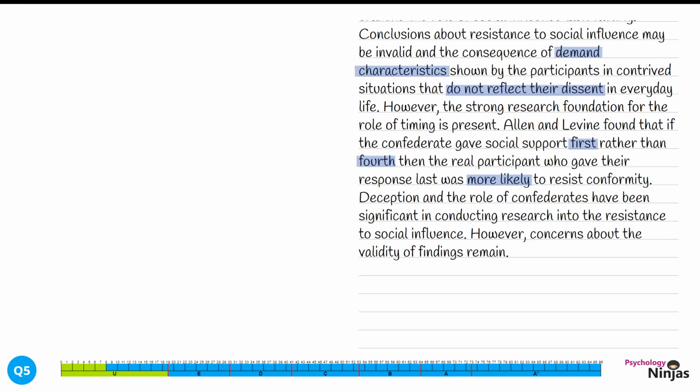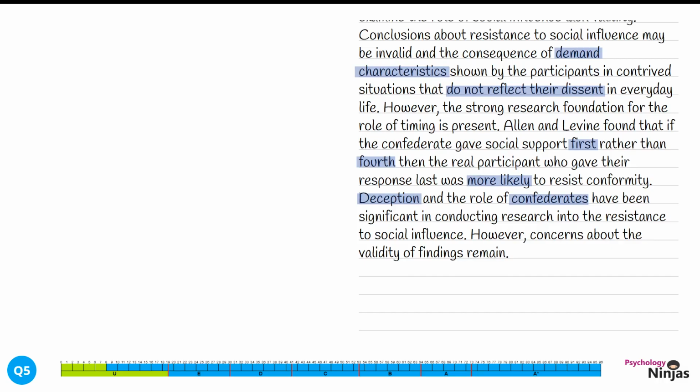Deception and the role of confederates have been significant in conducting research into the resistance to social influence. However, concerns about the validity of findings remain. We've talked here about the need for deception and lying to our participants. We've also used psychological terminology in the role of confederates. These are actors or stooges who are in on the aim of the study. Time to move back to explanation.